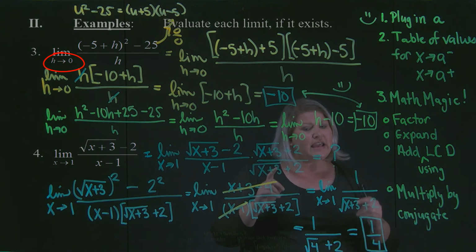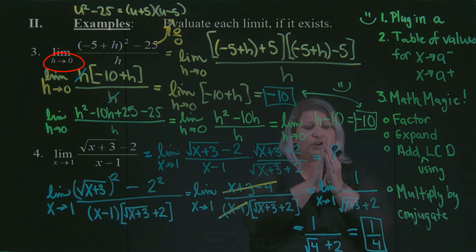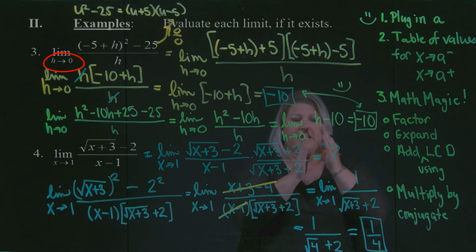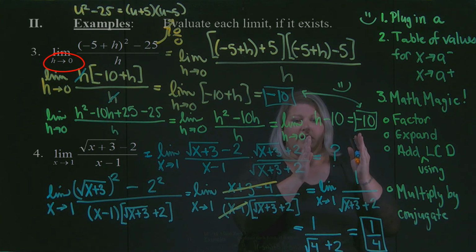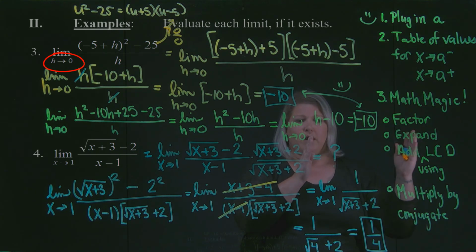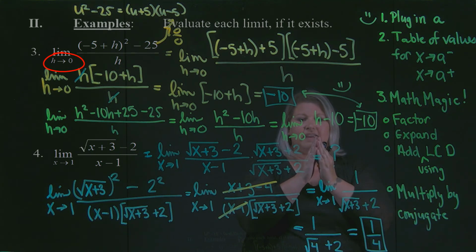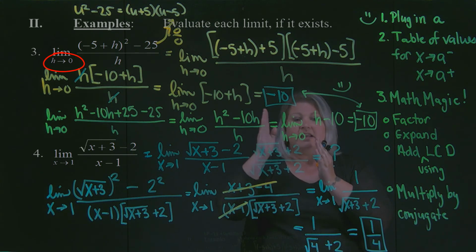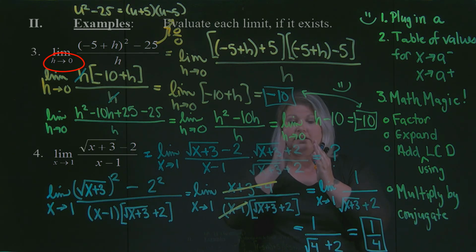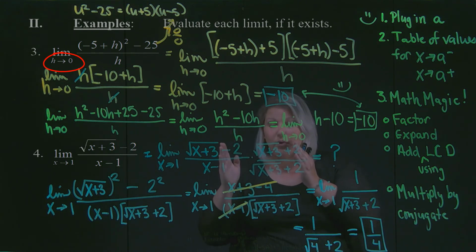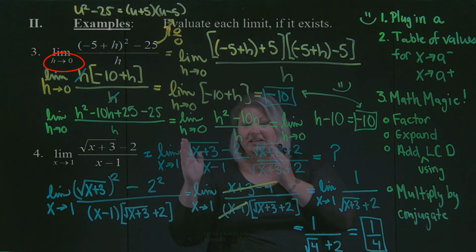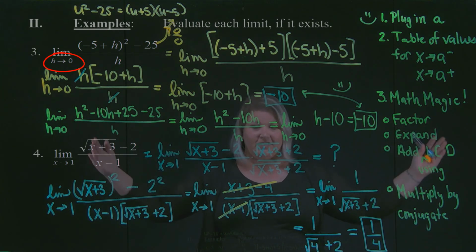Zero is a little unique because it's in between negatives and positives. So you're going to plug in 0.1, 0.01, 0.001, and so on. And then on this side, you're going to plug in negative 0.1, negative 0.01, negative 0.001, negative 0.0001, and so on and so forth.